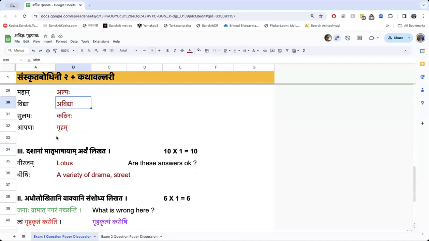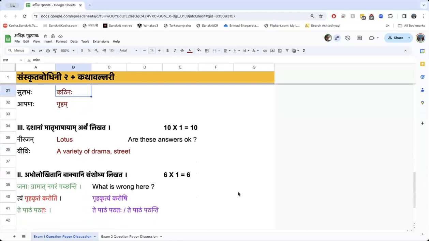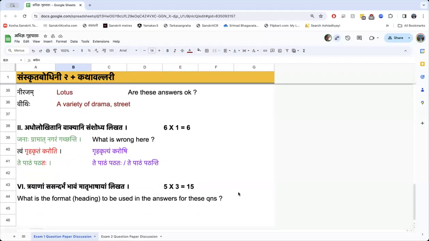Accept it. Okay, apanaha griham. Sulabaha, durlabaha api. It's fine. Yes, durlabaha is also fine. Neerajam is lotus, vithihi, anything. What is the opposite of yatam? Ayatam. Ayatam, correct. Okay, yata ayatam. And then, samudraha.